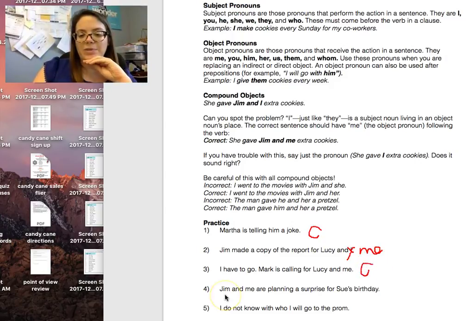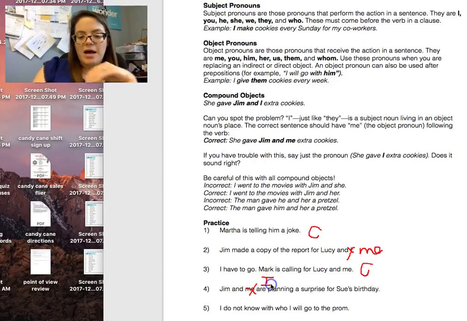Jim and me are planning a surprise for Sue's birthday. Looking for my pronoun, I see me. I don't want me here. This is an object pronoun. I don't want that before my verb like this. Think about if I took away the Jim and, me is planning a surprise for Sue's birthday. That doesn't sound right. So we want to make that I.